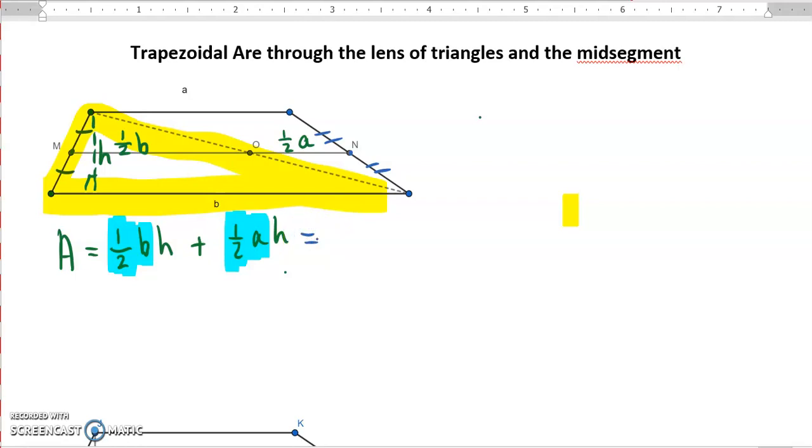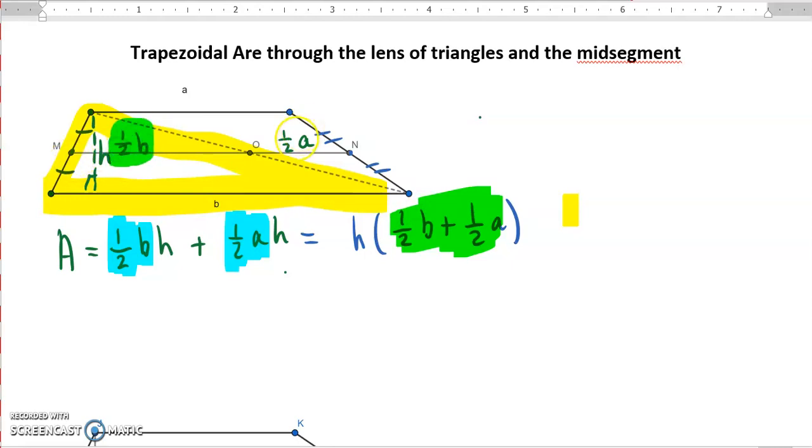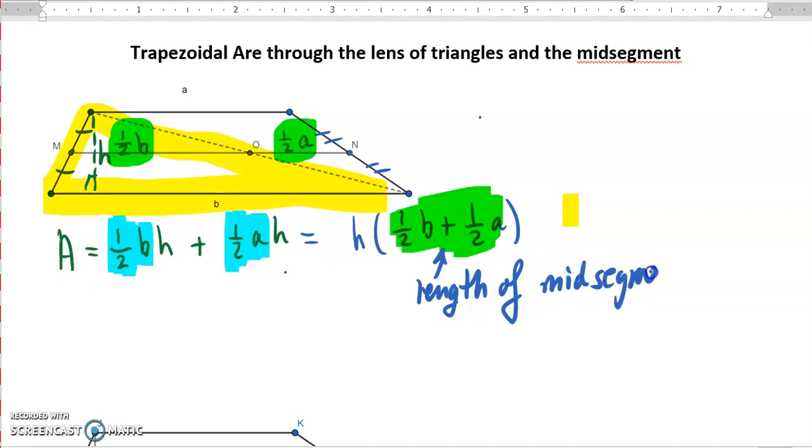But another relationship that comes from this is that you can factor out the H, and you'll be left with 1/2 B plus 1/2 A. Now, what does this piece represent? Well, here's your 1/2 B, here's your 1/2 A, and when you add those together, you get the length of the midsegment. So this is the length of your midsegment. So another way to find the area of your trapezoid is your height times your midsegment. Okay, so that's where we went from there.